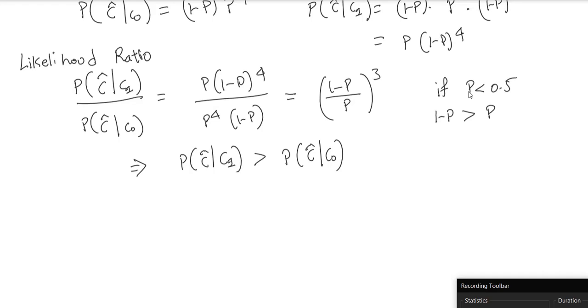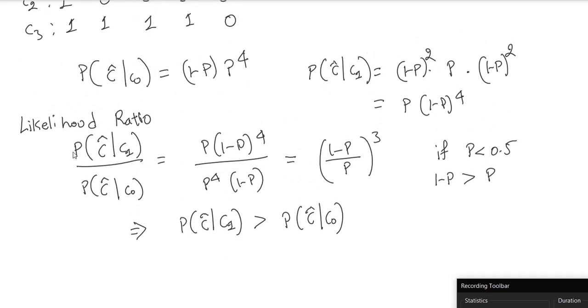If the probability p of bit flipping is less than 0.5, then 1 minus p will be greater than p, and this ratio will be greater than 1. Therefore, if p is less than 0.5, then the probability of C hat given C1 is greater than the probability of C hat given C0. And it makes sense that p is less than 0.5 because we have a binary symmetric channel, and it cannot be that the likelihood that it will flip bits is higher than the likelihood that it will not flip bits. If that is the case, you can just reverse the output of the channel and then you'll have p less than 0.5. Okay, so we'll always assume p is less than 0.5, in which case in this example, the probability of C hat given C1 is greater than the probability of C hat given C0.